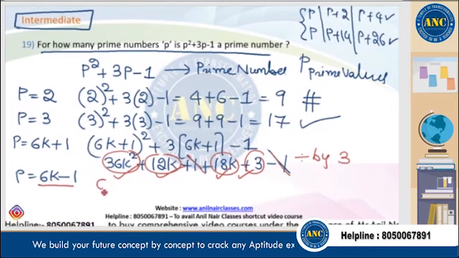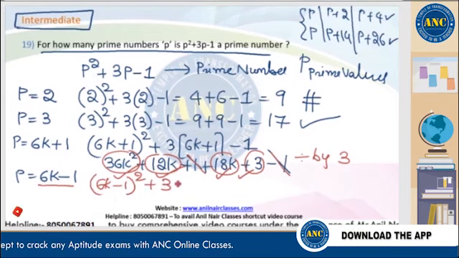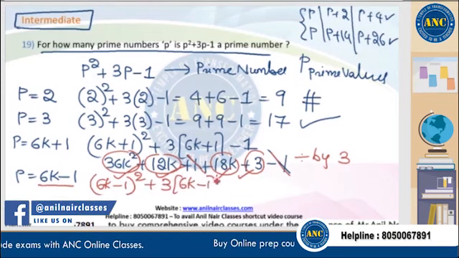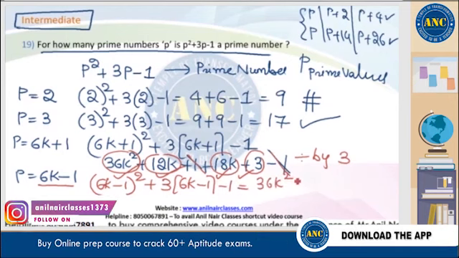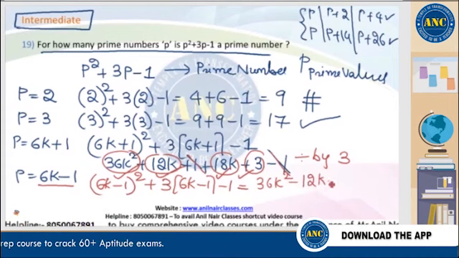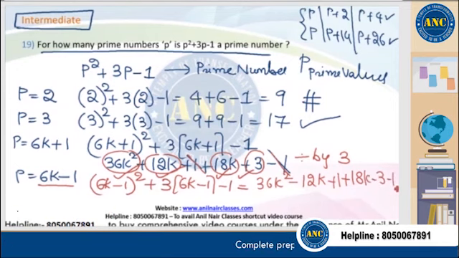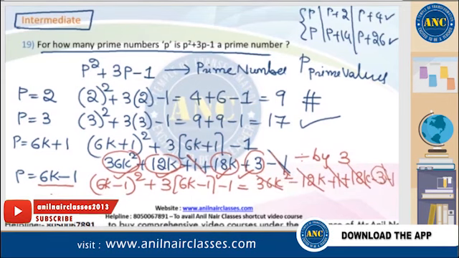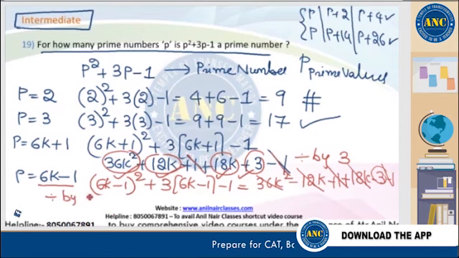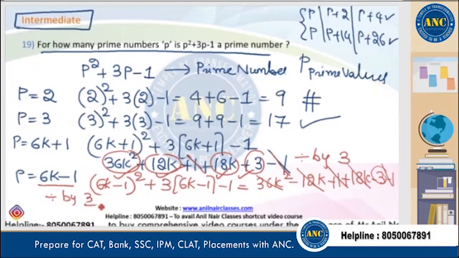If it is 6k minus 1, this will become 6k minus 1 whole square plus 3 into 6k minus 1 minus 1. So 6k minus 1 whole square is 36k square minus 12k plus 1, plus 18k minus 3 minus 1. Plus 1 minus 1 cancel. Divisible by 3, divisible by 3, divisible by 3. 3 is also divisible by 3. That means for 6k plus 1, the expression is divisible by 3, and for 6k minus 1 also, the expression is divisible by 3.